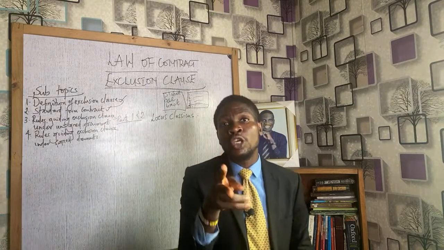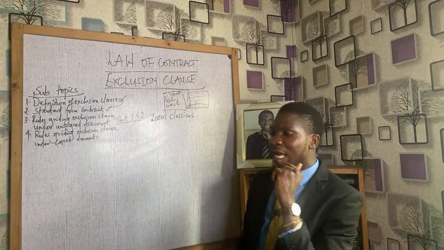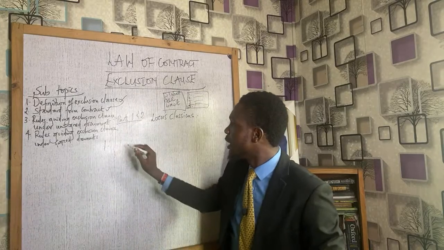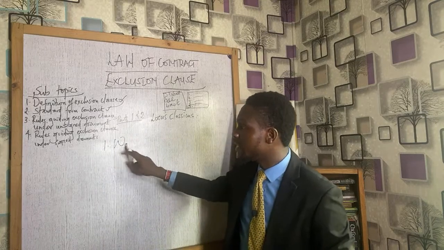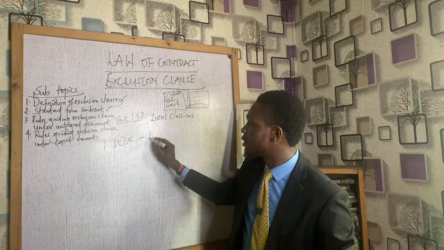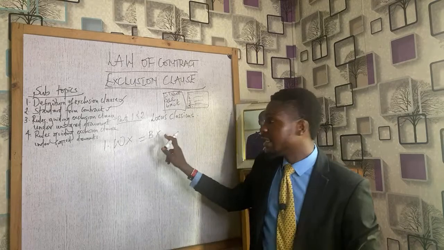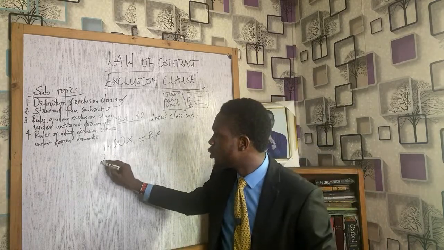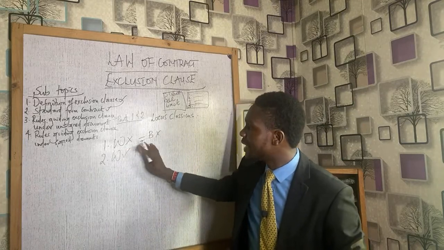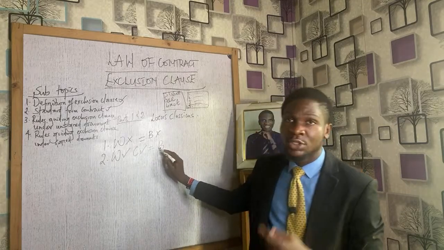Now, you see, for this second rule, there are 2 legs. Number 1, if he didn't know that there was writing, then he is not bound. If he did not know that there was writing, then he is not bound, right? Number 2, if he knew that there was writing and he knew that those writings contained conditions, then he is bound.